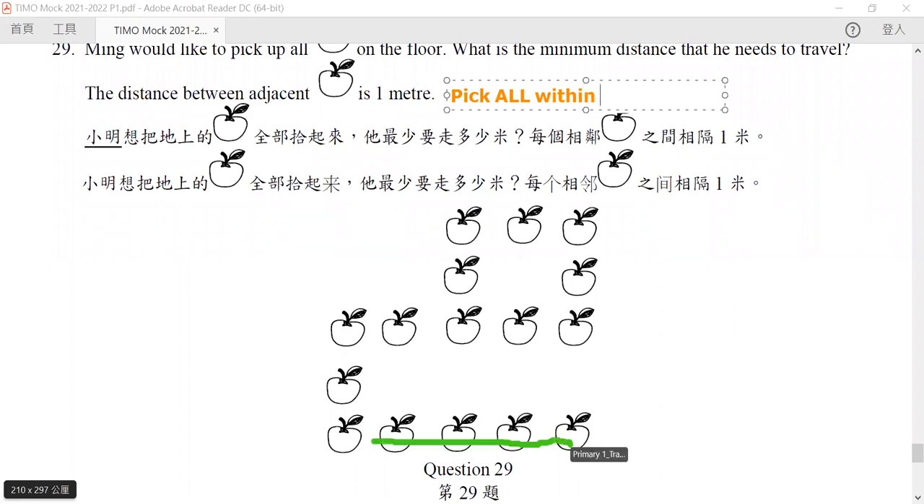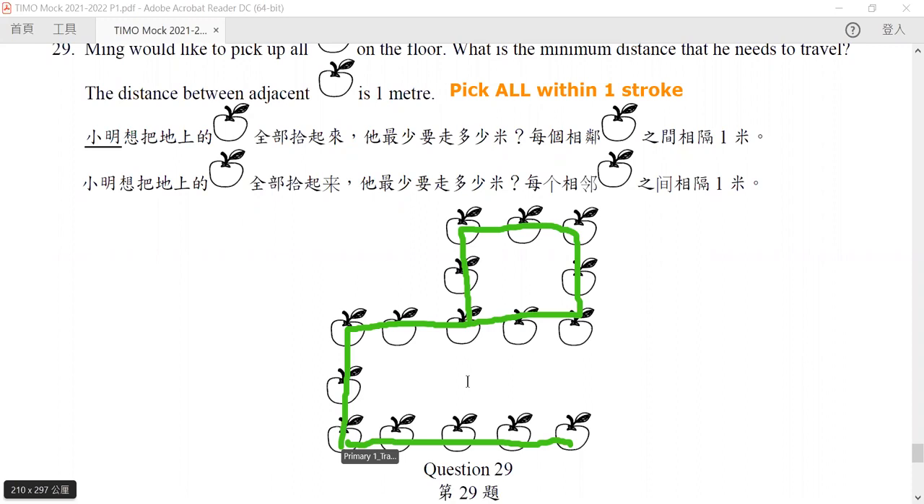Pack all within one stroke. Now, what do you mean by within one stroke? It means that we pack them all in one go. We do not go back to the same position to pack all this up. Yes, right? We will pack it within one stroke. So we can start from here. We pack these two. We start from this apple. We pick one of them and then two.